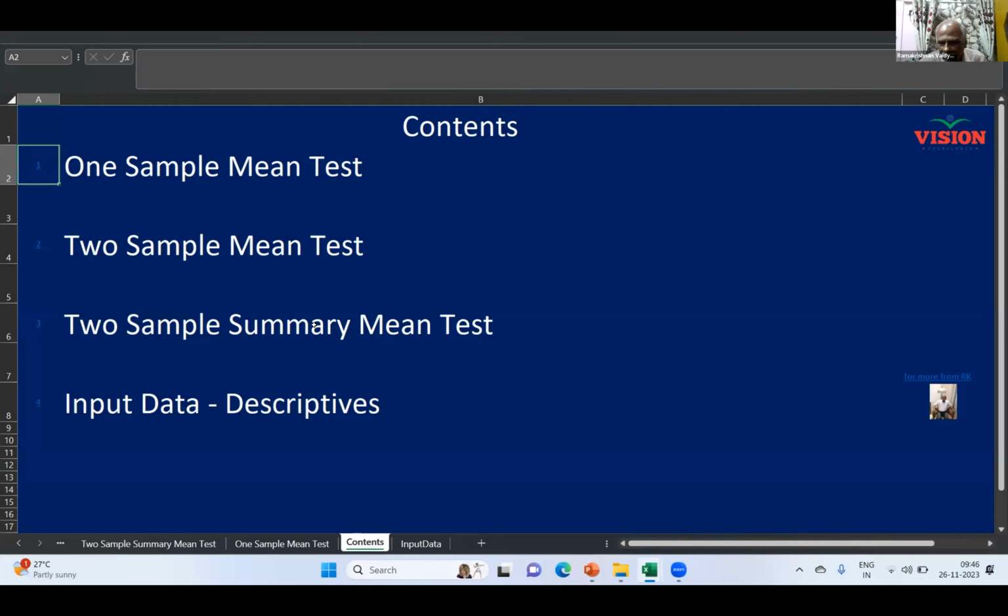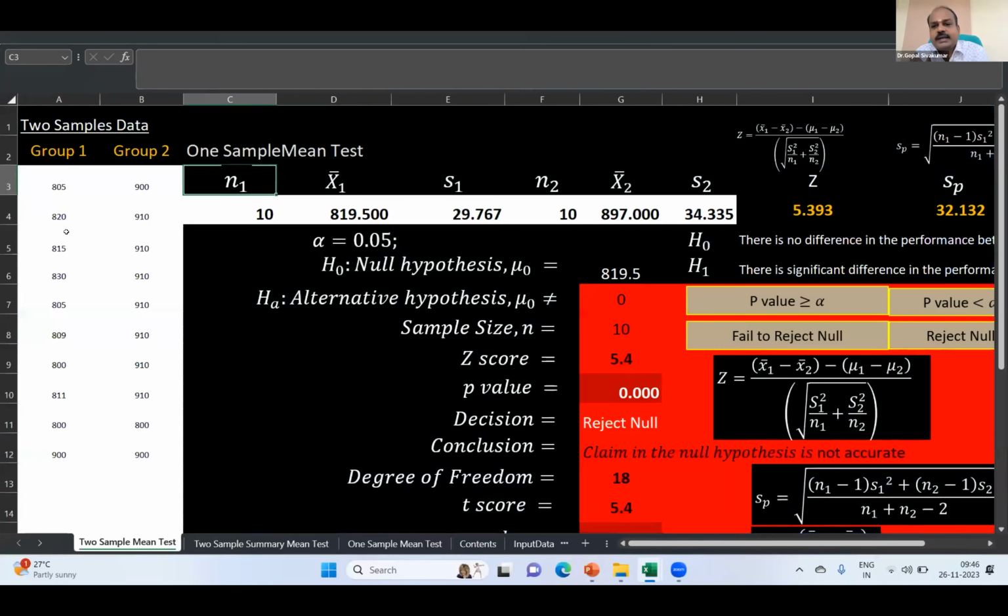I will tell you about the 2 sample summary mean test because you know how to get the summary. You know what is summary? Mean and standard deviation is the summary. If you know the sample statistics, that is the sample size, mean, and the standard deviation of the sample, then you can use this 2 sample summary. If you have the raw data, it will give you the value. See, you put the data. This is called raw data, right? This is not raw data also. The raw data is something more. I will tell you later on.